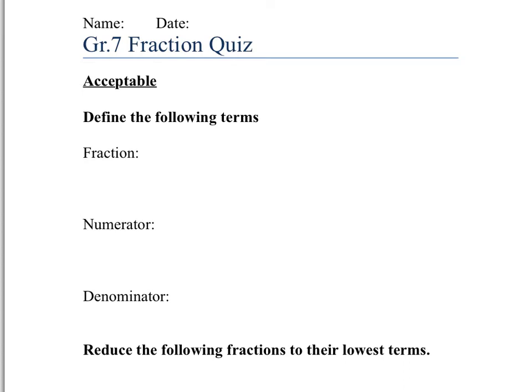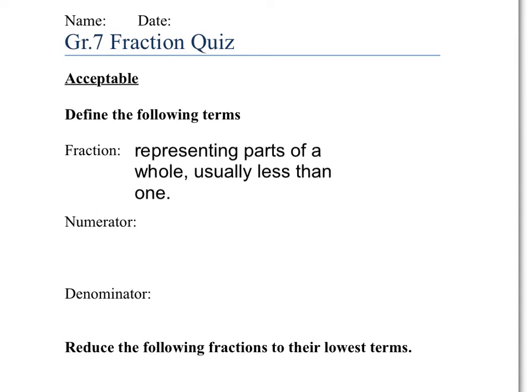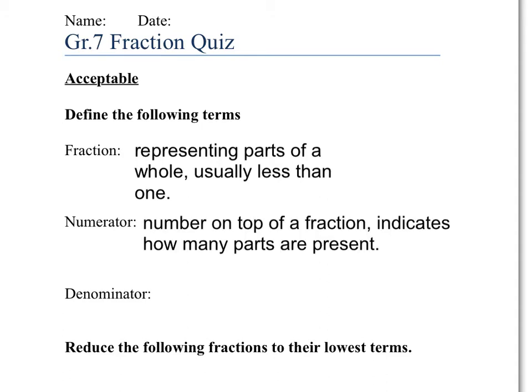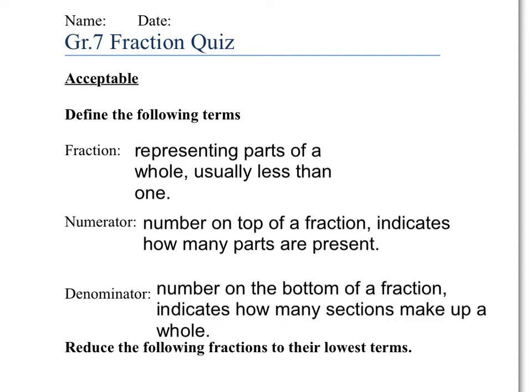Fraction. A fraction represents parts of a whole, usually a value less than 1. Numerator is the number on top of a fraction, and indicates how many parts are present. Denominator is the number on the bottom of a fraction, and indicates how many sections make up a whole.